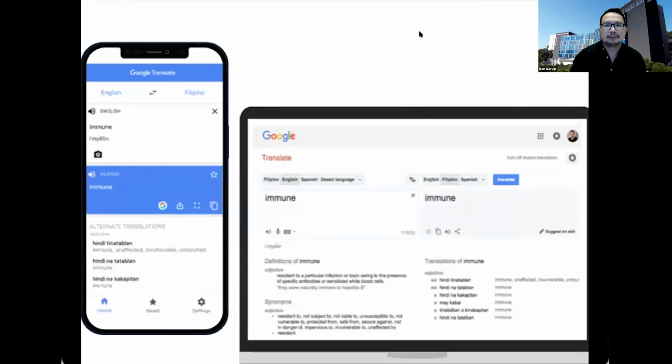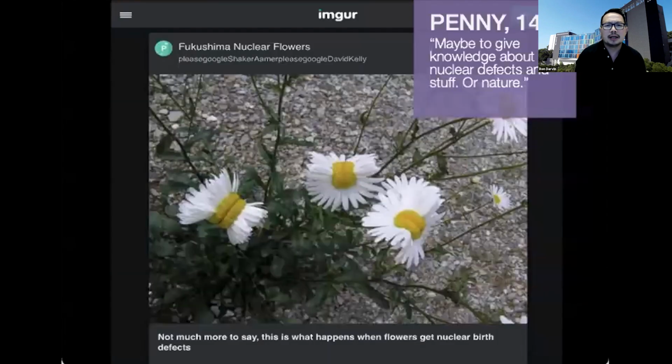The other participant in my study is Penny, and I would show Penny different websites and different pages from social media, and I would ask her what she thought the particular platforms were for. And one thing that I shared with her was this post from Imgur, which is a photo sharing website from years ago. And as you can see here in this particular example, it's a picture of what looks like deformed flowers.